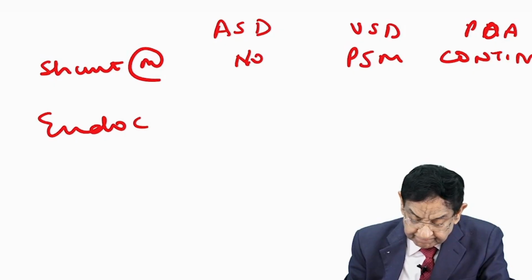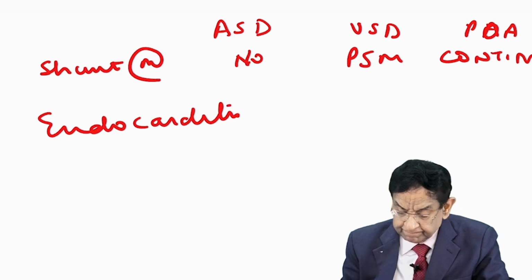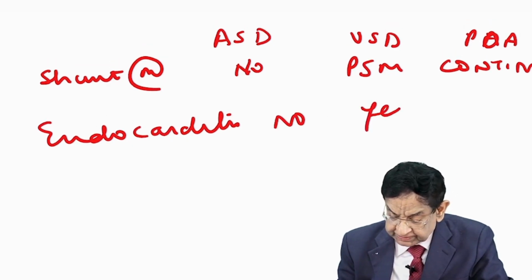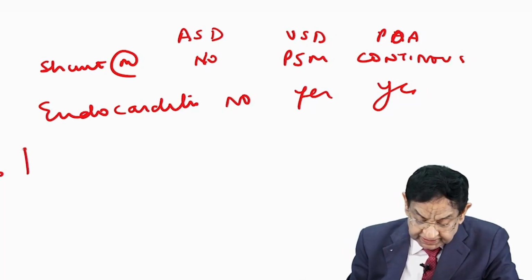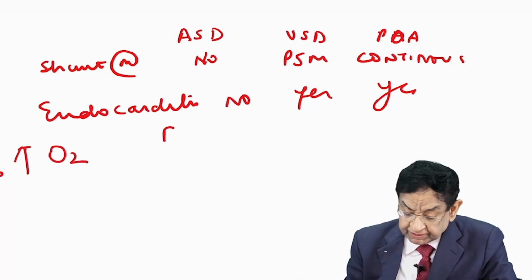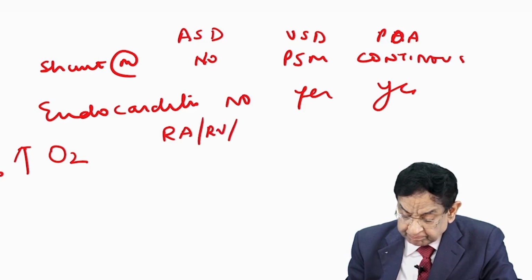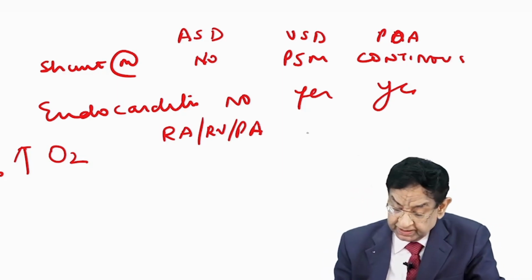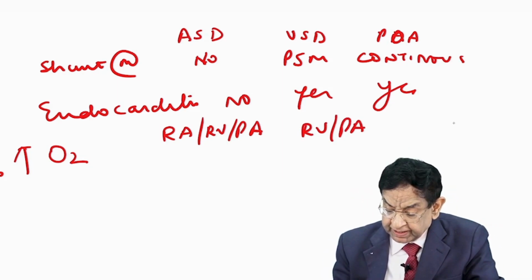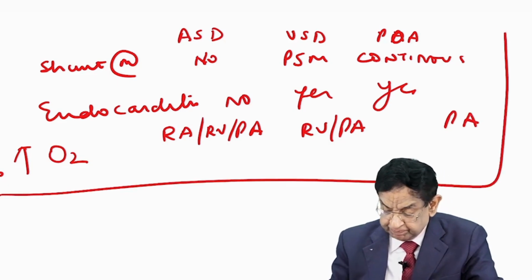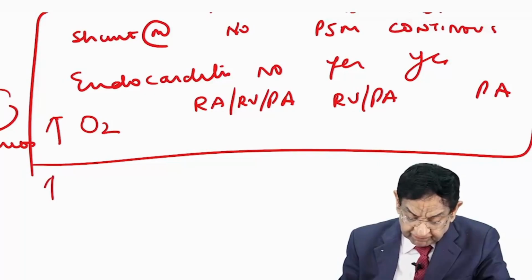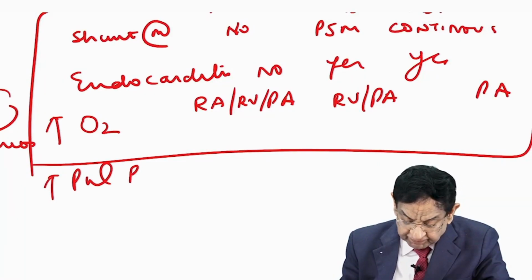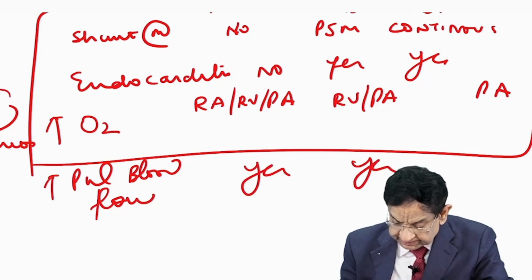Endocarditis. Yes. Increase oxygen. Right atrium, right ventricle, pulmonary artery. Beautiful summary of this. Increased blood flow, increased pulmonary blood flow.